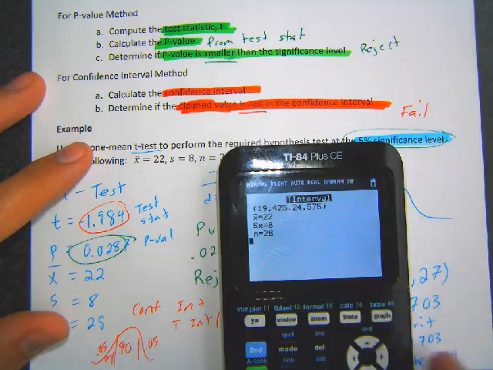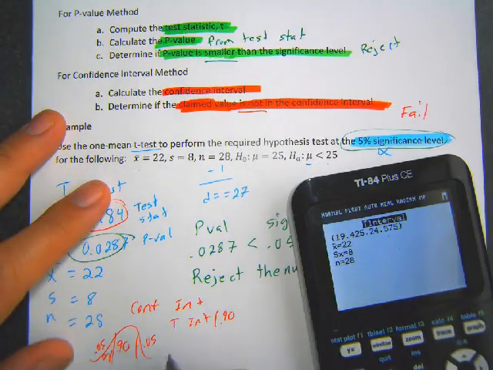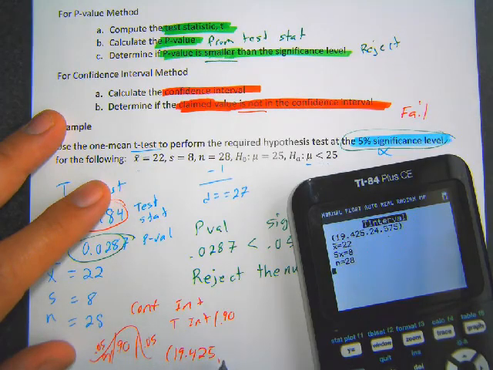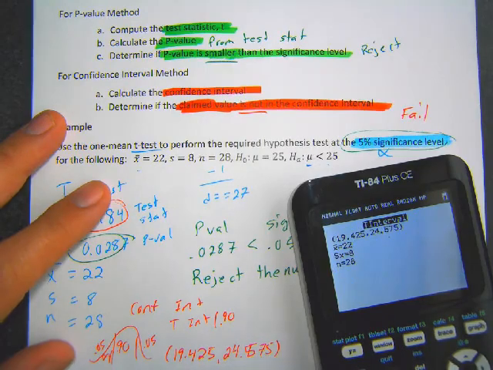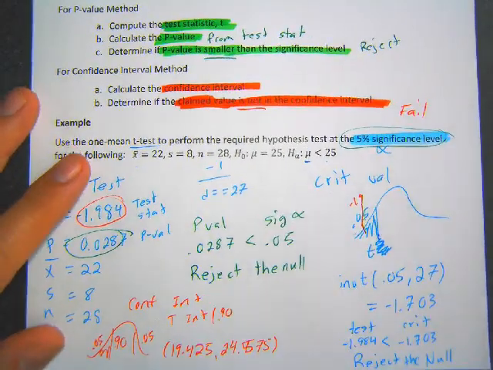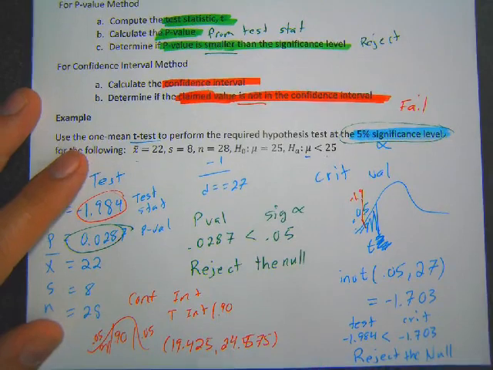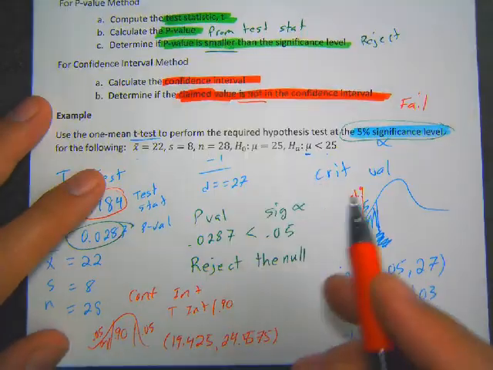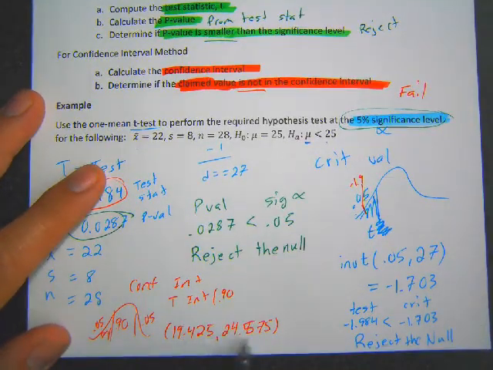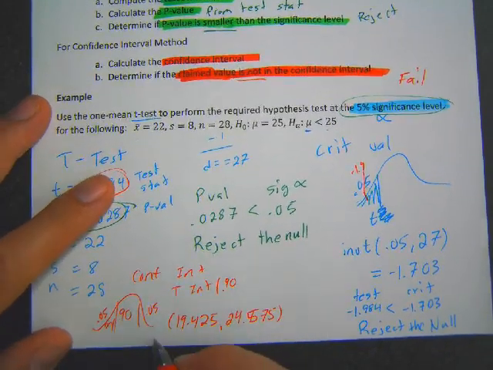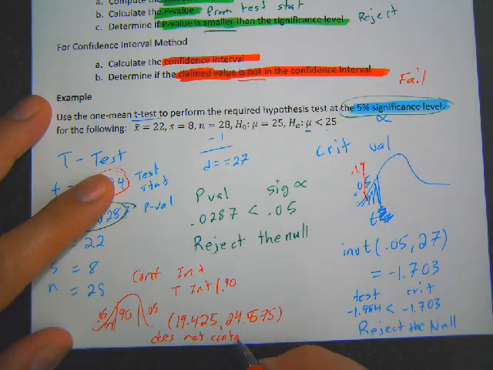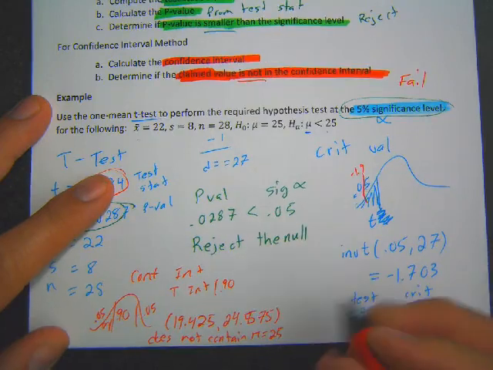an interval from 19.425 to 24.575. So that's our confidence interval. Again, with the confidence interval, we check to see if the claimed amount fits in there. The claimed amount is 25, which does not fit. So the interval does not contain the mean of 25. So we reject.